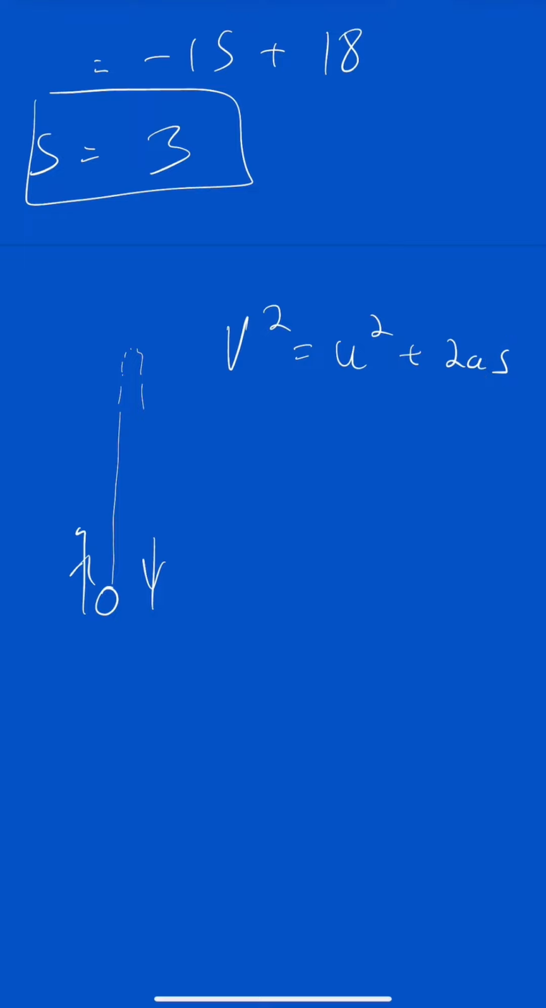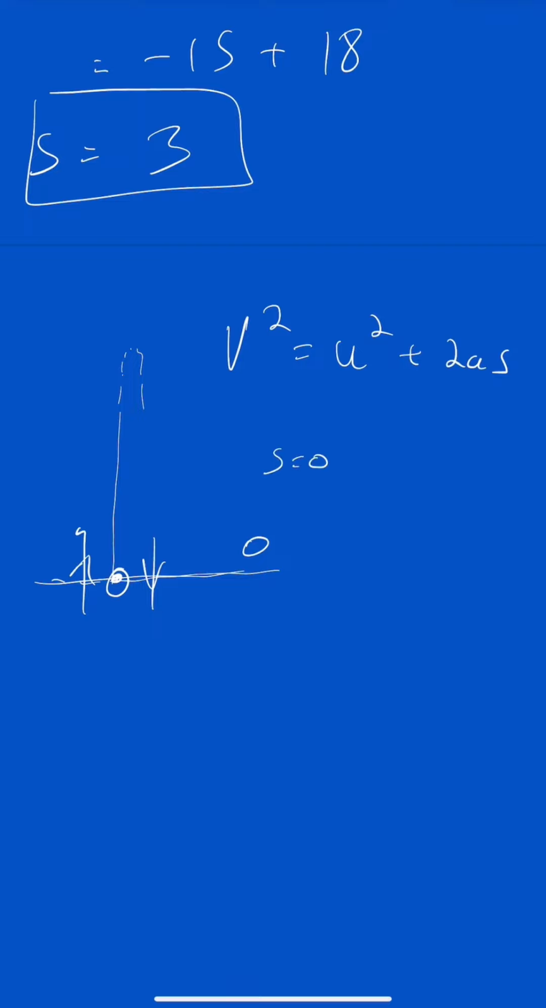Now, if the ball is going up again and past you again, what would be the displacement? The displacement would be 0. Okay, why? Well, because overall, at this moment in time, it's not moved anywhere. Okay, it's just gone straight past you. So in order for this to be happening, s will equal 0.